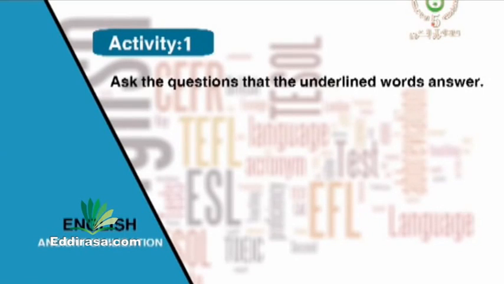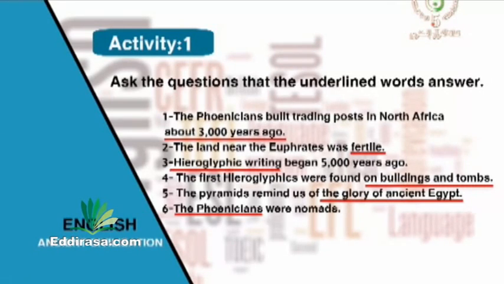The first activity is ask the questions that the underlined words answer. The Phoenicians built trading posts in North Africa about 3,000 years ago. The land near the Euphrates was fertile. Hieroglyphic writing began 5,000 years ago. The first hieroglyphics were found on buildings and tombs. The pyramids remind us of the glory of ancient Egypt. The Phoenicians were nomads. Let's start correcting our exercise.